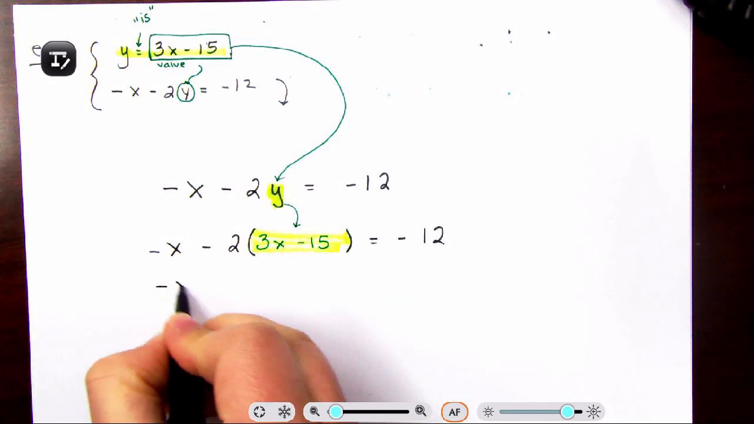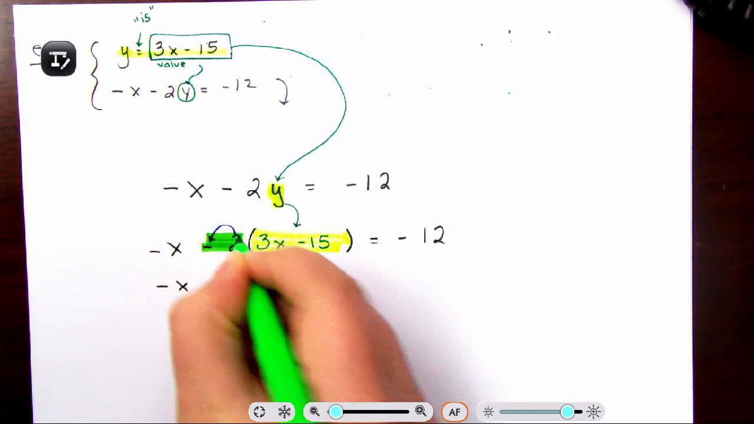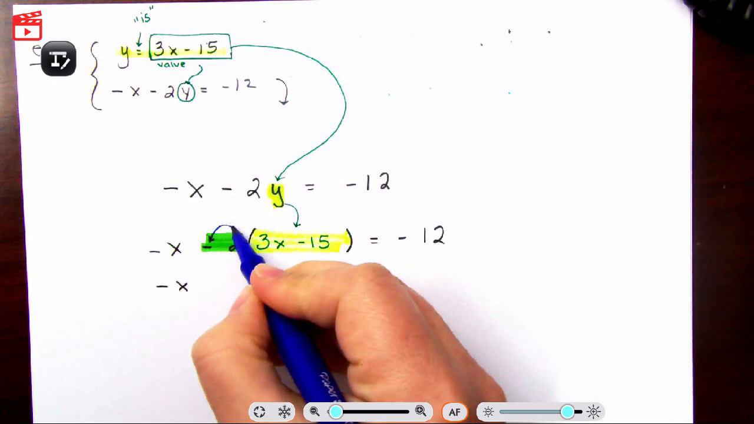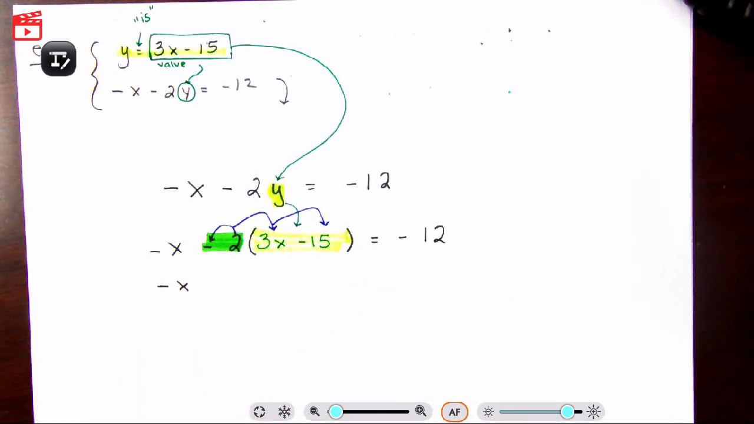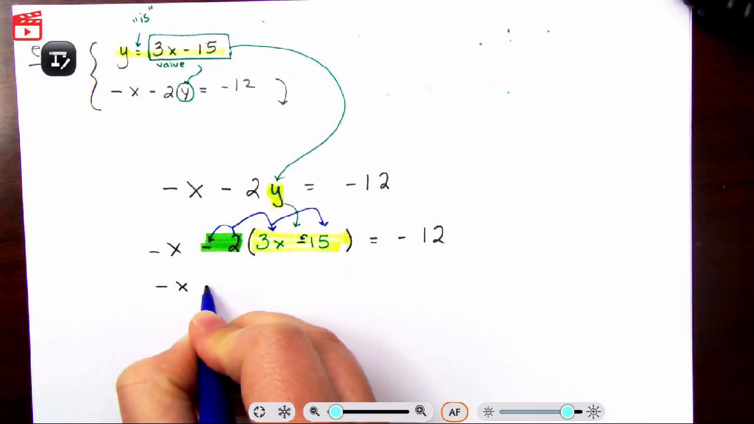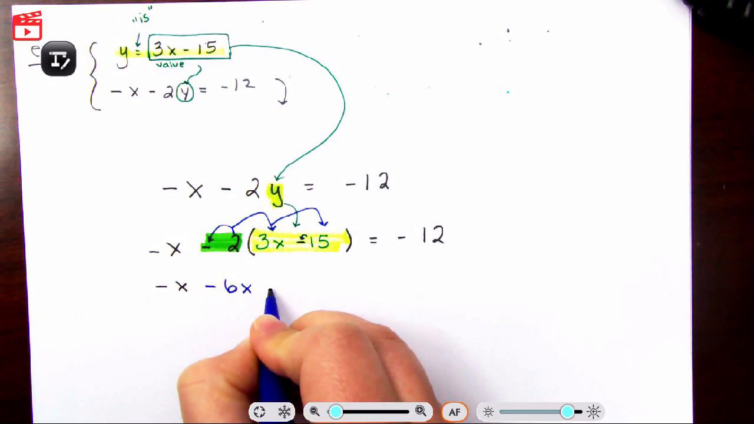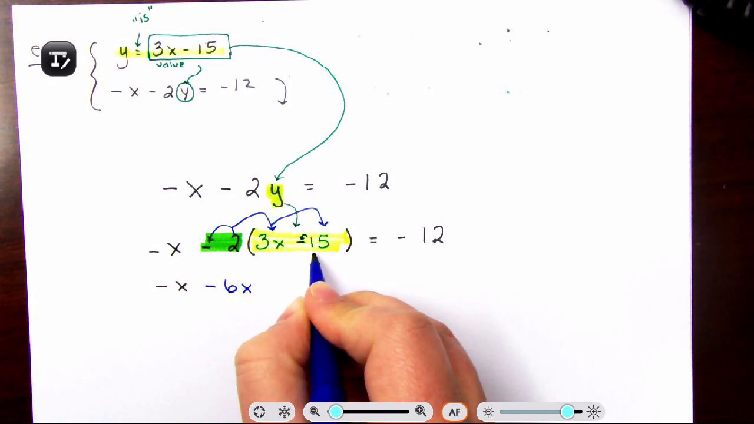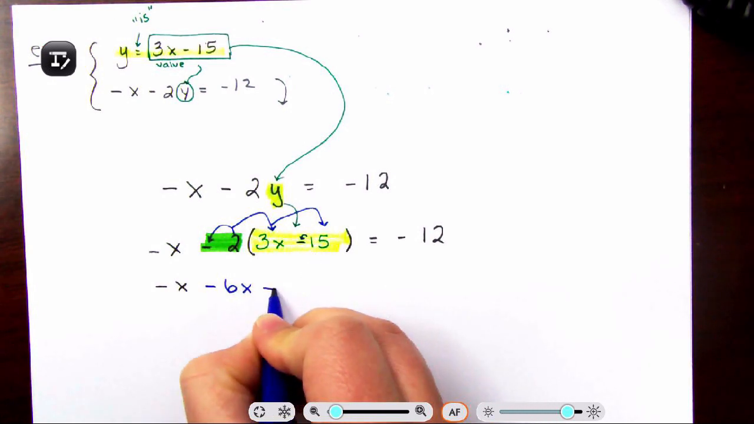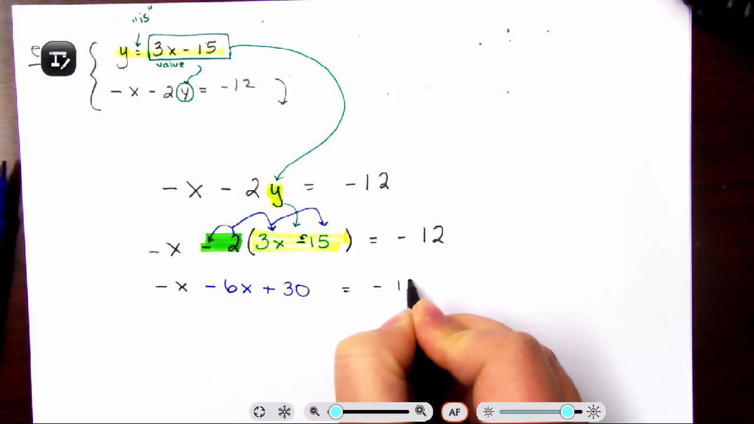So I'm going to solve. I have negative x. Oh, did you guys see this? We're going to have to distribute like I mentioned. Make sure you're taking the symbol with it. For example, this 2 is negative. So I'm going to say negative 2 times 3x and times a negative 15. Make sure that you take that negative 15 as well. So I have a negative 2 times 3, that's a negative 6x. And I have a negative 2 times a negative 15. I don't know what that is, but I know that 15 plus 15 is 30. So I'm going to say it's a positive 30, and that's still equal to your negative 12 on this side.